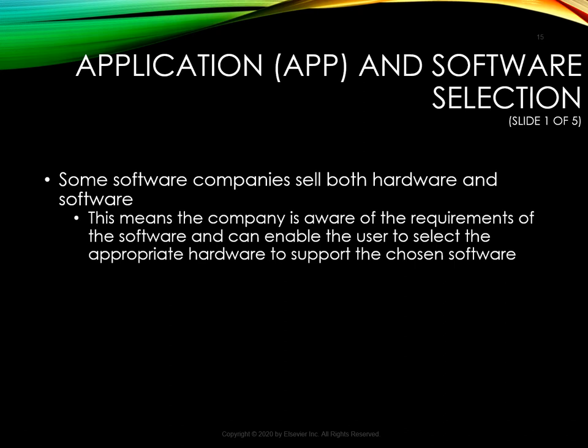Application, app, and software selection. We're going to talk about this for a little while. Some software companies sell both hardware and software. That means the company is aware of the requirements of the software and can enable the user to select the appropriate hardware to support the chosen software.